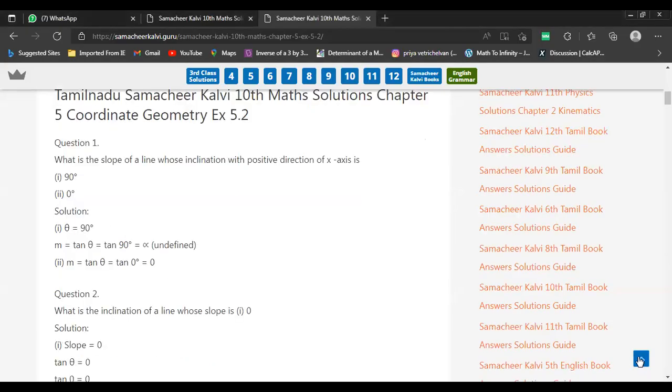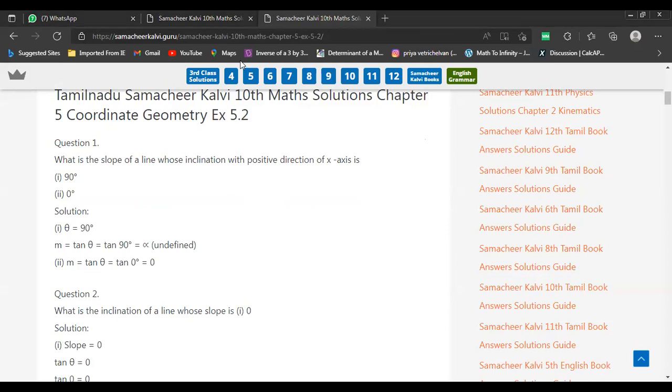Coordinate geometry, exercise 5.2. Question number 1. What is the slope of a line whose inclination with positive direction of x-axis is 90 degree? Option 2 is 0 degree. So you need to find the solution for the slope.